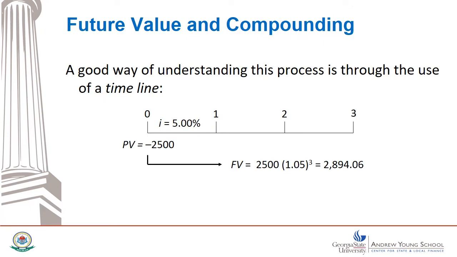A good way of understanding this process is through the use of a timeline. We draw the timeline with the number of years noted, from 0, which is the present, 1, which is the end of 1 year, and so on. We add in the interest rate, in this case 5%.